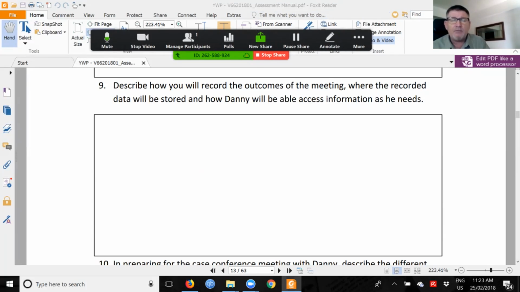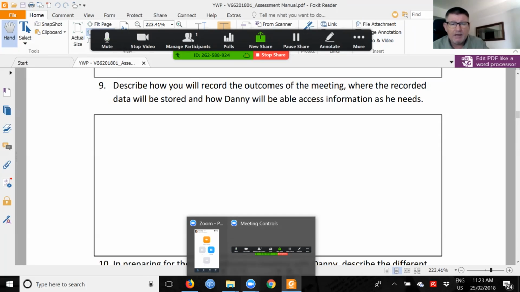Sorry, I just have some disturbance outside, I don't know what that was about. The recorded data will be stored privately and securely, and people without passwords and people without permission won't be able to access the information. It's his, and it will be stored appropriately. If it's paper, it'll be in a locked cabinet with limited access, and only the case manager and the management should be able to see it, and Danny himself at any point. And that's why you should also be very careful about the information that you are recording about Danny.